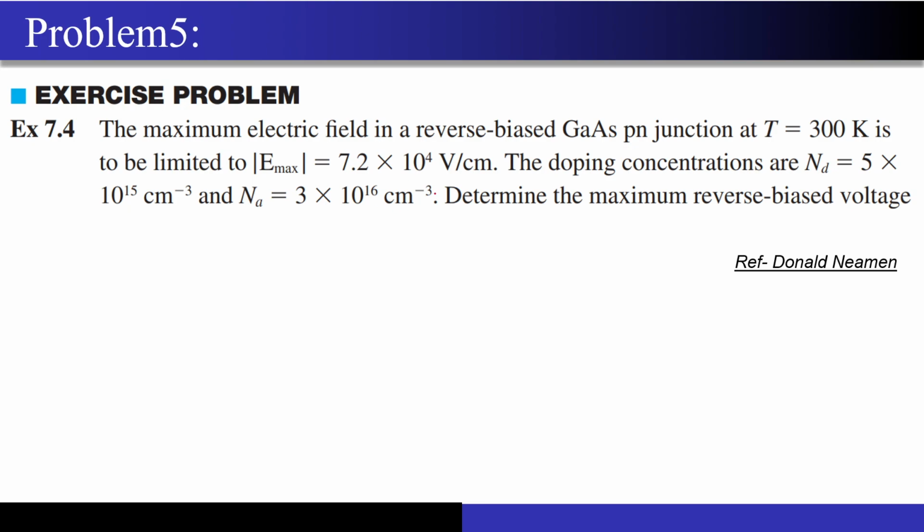So what this question asks us is that the maximum electric field in the reverse bias gallium arsenide PN junction at T equal to 300 Kelvin is to be limited. So we don't want the electric field inside the depletion region, that is this maximum, to move above this value, right? So this is what they have asked us in the question. The doping concentrations have been given to me, and now they are asking to determine the maximum reverse bias voltage, right?